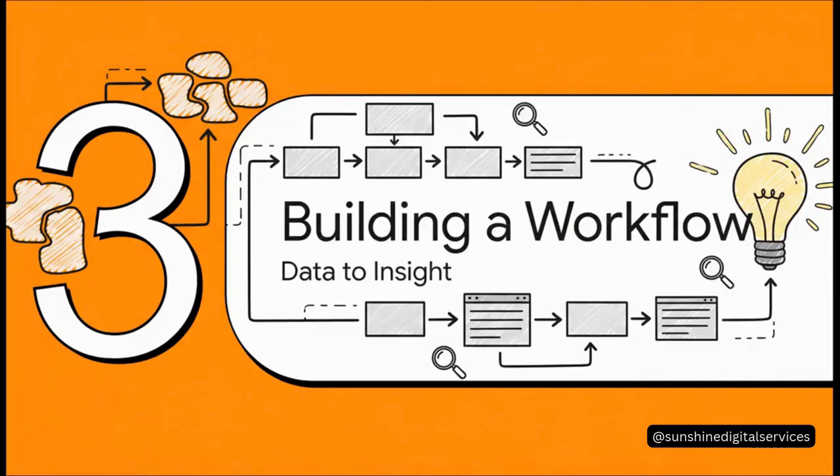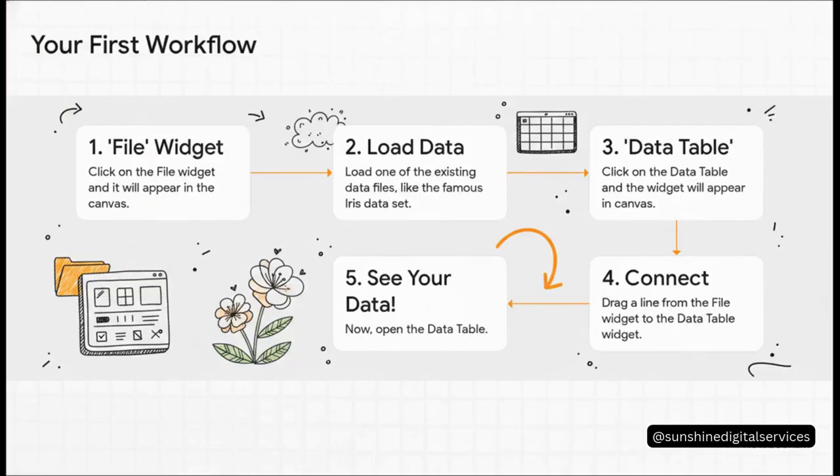Okay, enough theory. Theory's great, but let's get our hands dirty. We're going to build a really simple workflow right now just to see how ridiculously fast you can go from having some raw data to a real, actual insight. Okay, check this out. It really is this easy. First, you grab a file widget, drop it on the canvas. You double-click it to load a data set. We'll use the classic Iris data. Next, you grab a data table widget. Now for the magic, you just drag a line to connect the two. That's it. Open up that data table and boom, there's your data, all laid out for you.